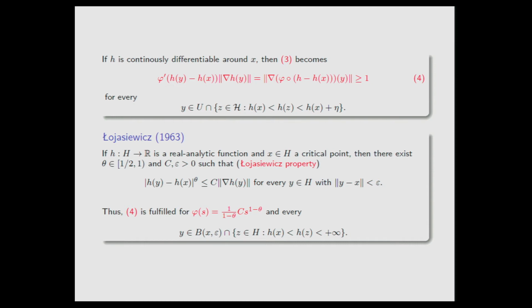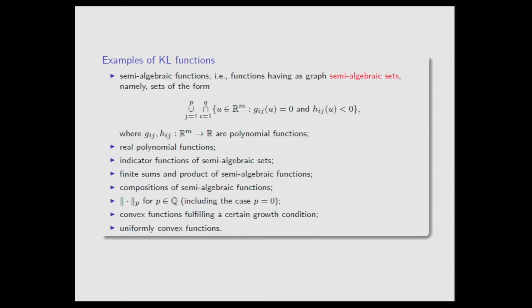So very technical. What is the motivation for using such a property? Every good function is in this class. Every function you find in applications is a KL function. Almost every function. The only function I know which is not a KL function is exp(-1/x^2). Probably there are also others, of course, but good functions are KL functions.